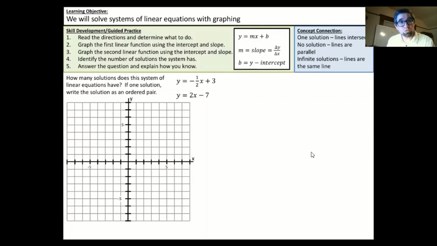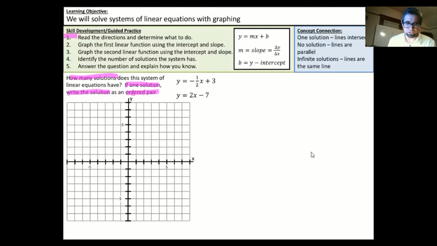All right, so let's go through these skill steps and see how we find the point of intersection when we are solving systems of equations with graphing. Let's always begin by reading the problem. It is asking how many solutions this system of linear equations has. Is it either 1, none, or infinite? And then it goes on to say, if it is one solution, write the solution as an ordered pair. So if they do intersect, what's that point of intersection?